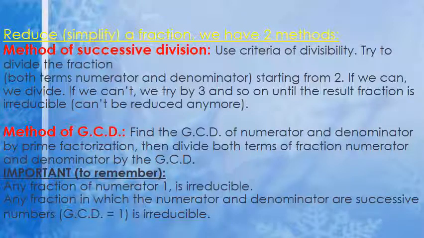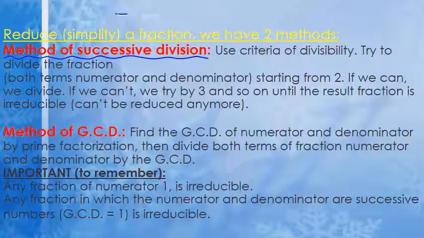We have two methods to simplify or reduce a fraction. The first method is the method of successive division. How can we perform this method? In this method, we should use the criteria of divisibility by 2, by 3, by 4, by 5, by 6, by 9, and by 10. We try to divide both terms, the numerator and denominator, starting from 2. If we can divide by 2, we divide. If we can't, we go to the successive of 2, which is 3, until the resulting fraction is irreducible.